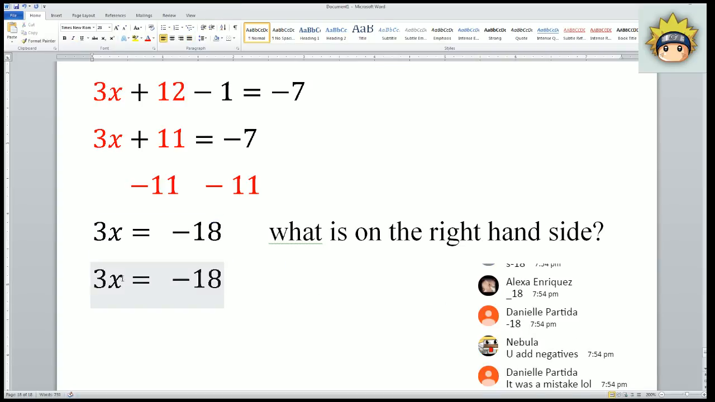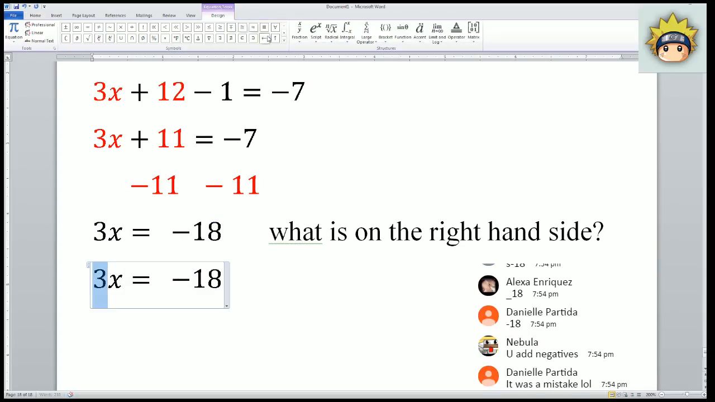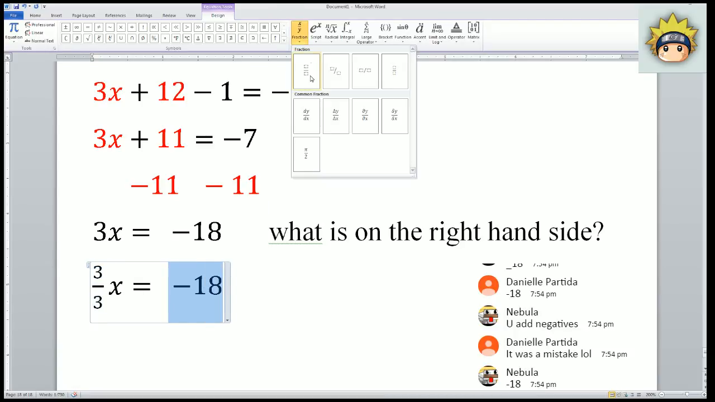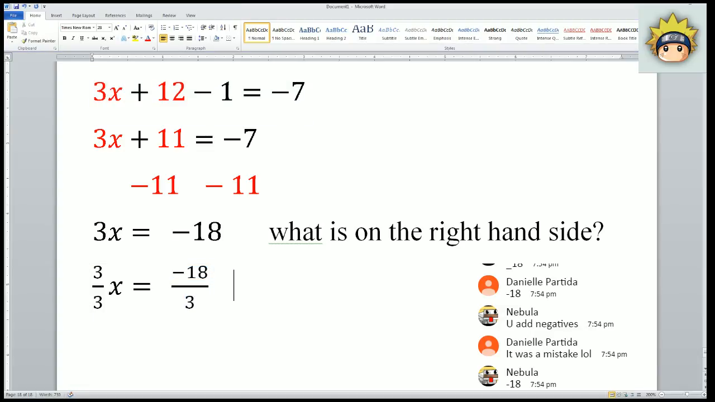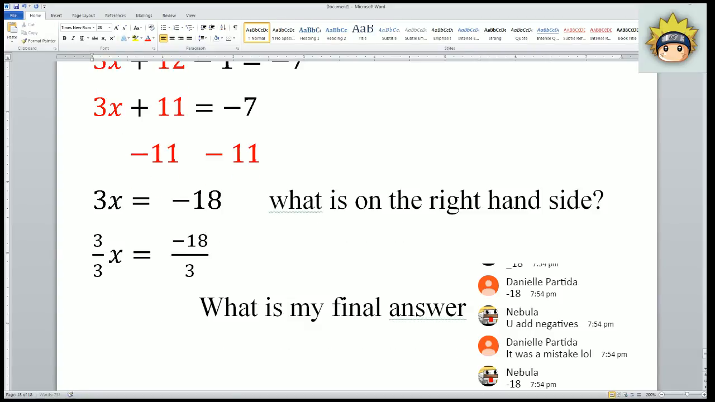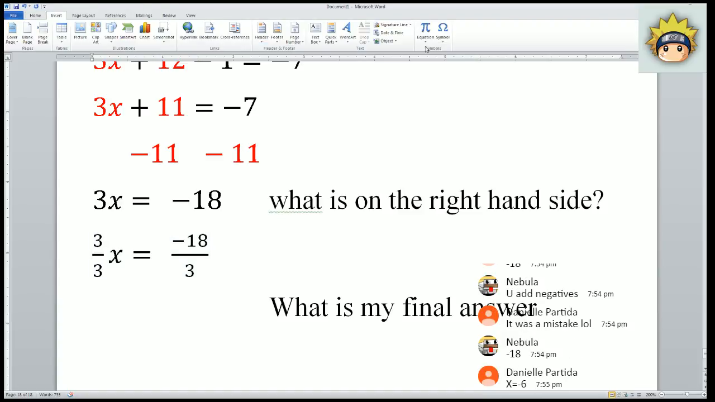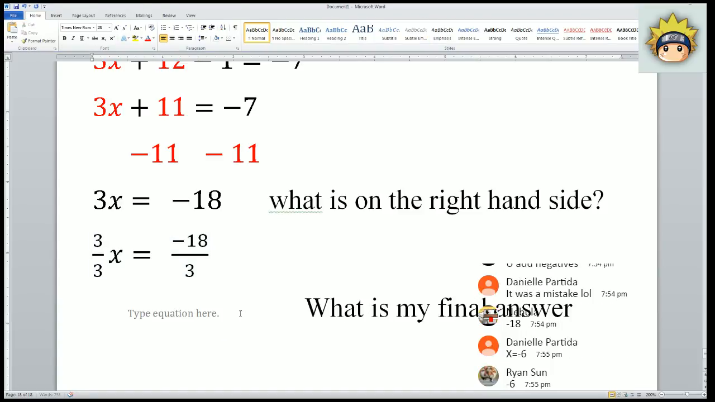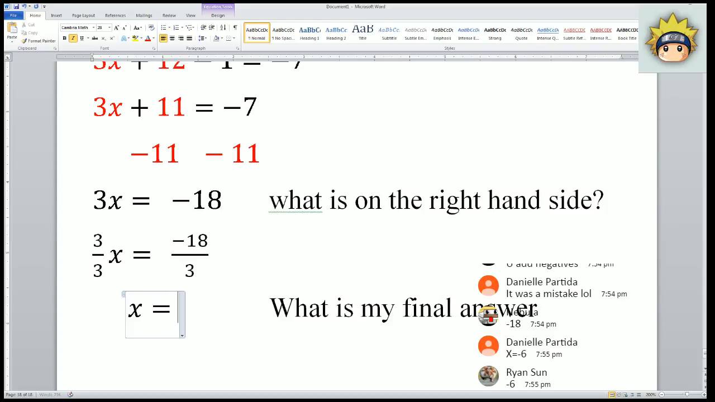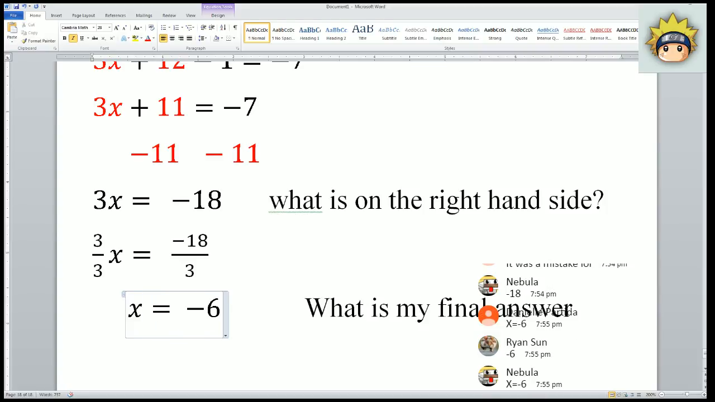Now, what do I do to get that alone? Stop making mistakes. Divide by 3 on both sides. So what should be my final answer? You better check your answer before I start flipping out on you guys. What does x equal? Thank you for getting the negative right.